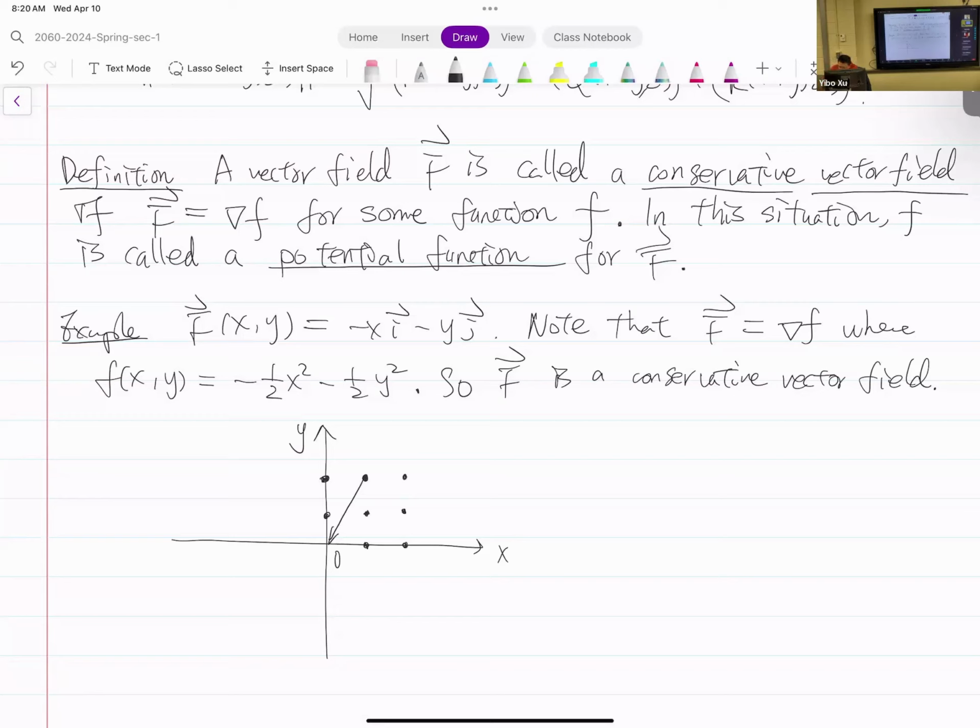And for 2, it's the same thing. So the vector assigned to the xy pair 2 is going to be -2. That's also pointing towards the origin. And similarly for 0, 2 it's going to be the same. So for whatever input pair, you're just negating the vector and pointing it towards the origin. So that's what this vector field is like.